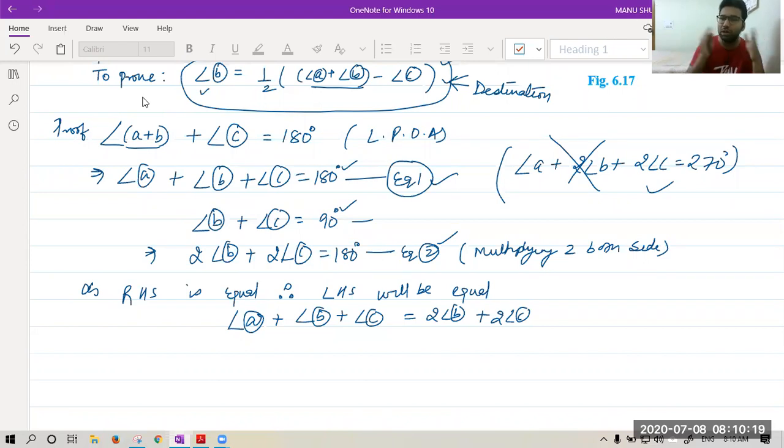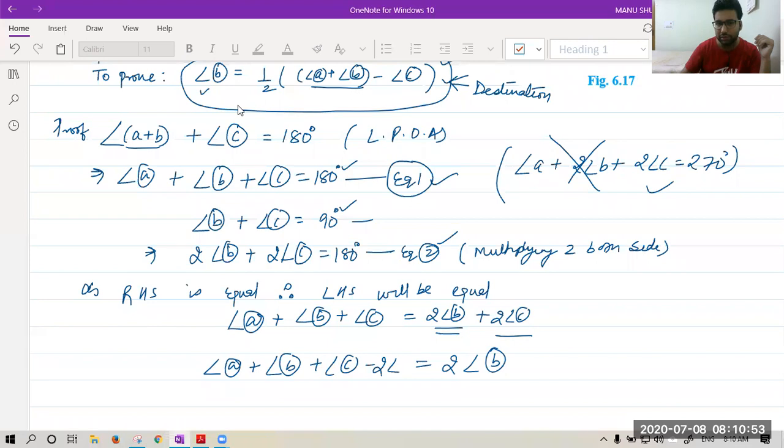Now we just need to arrange these things so that we get the correct answer. Now to arrange these, if you see, you want angle B on one side and ABC on the other side. And you can see also there is a half over there. That means we have to make this twice angle B alone. This twice angle C will go to that side. It will be twice angle B is equal to angle A plus angle B plus angle C minus twice angle C. So what I have done is I have transported this twice angle C to the left hand side.